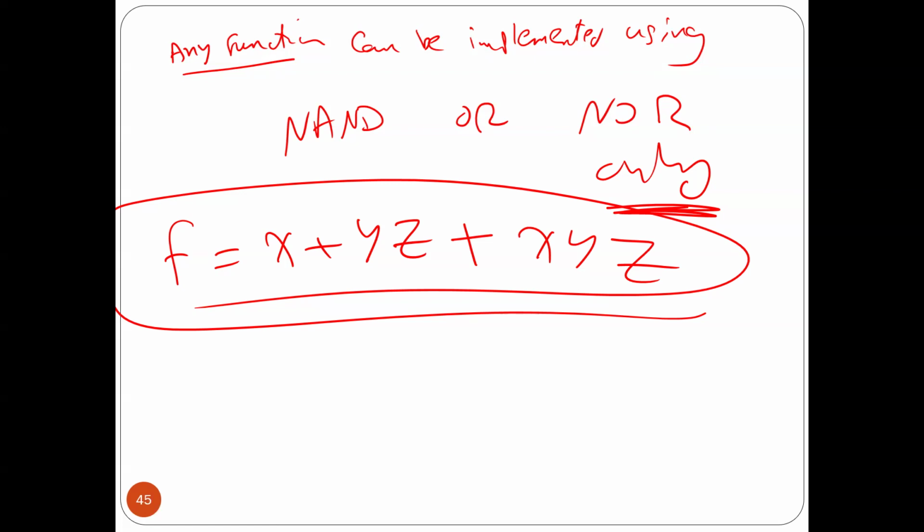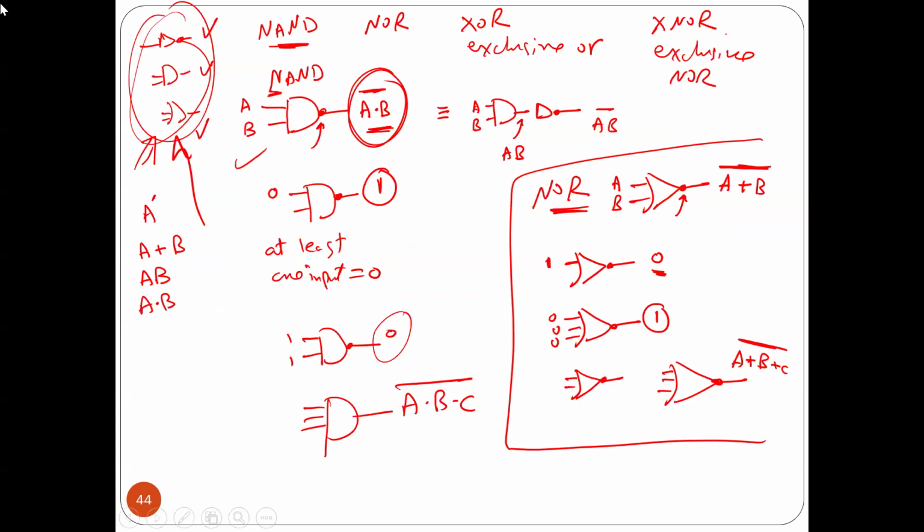I think in the data sheet, sometimes if you have a logic circuit, the data sheet tells you we created it using NAND or NOR and so on. Any questions? Okay. So this is regarding NAND and NOR, okay?